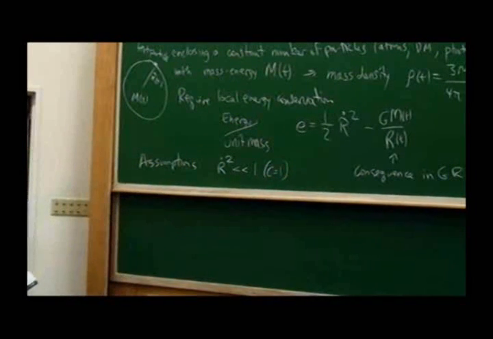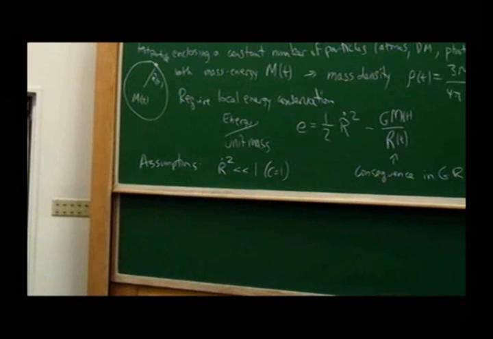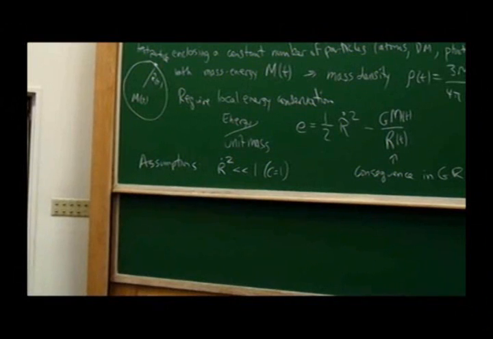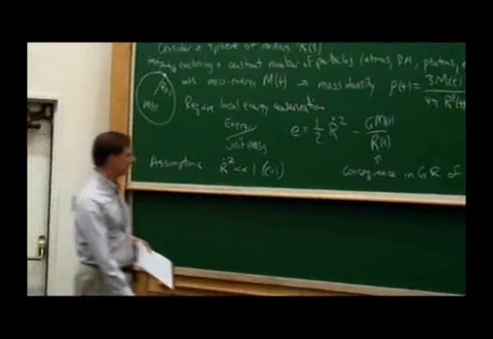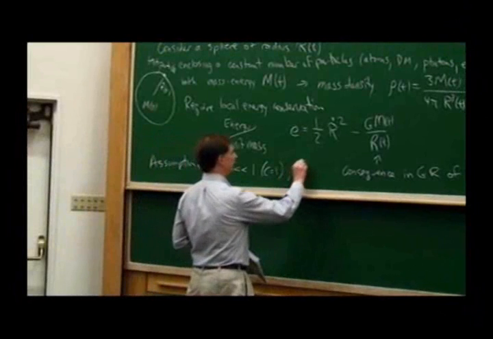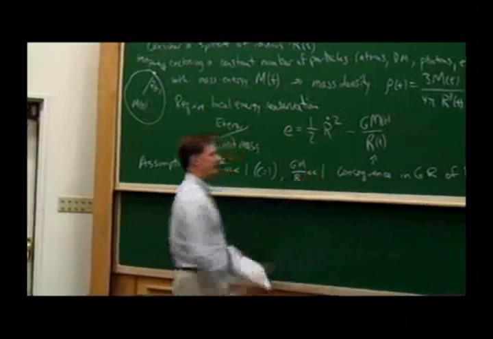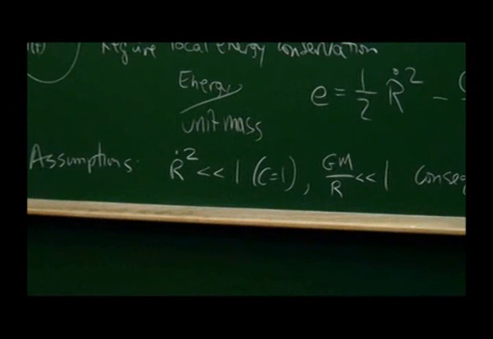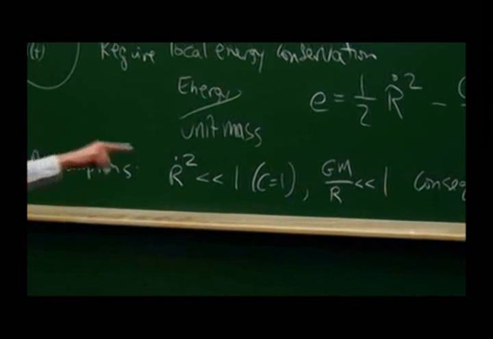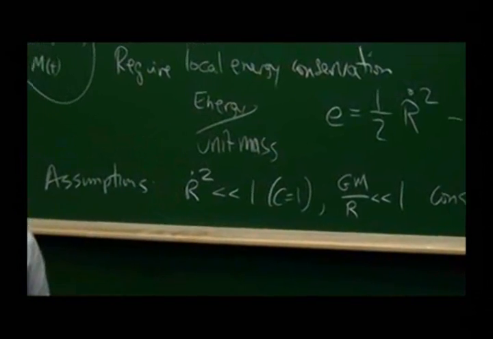Small velocities, and I'll take units such that the speed of light c is 1. That's a special relativistic restriction. And I'm going to assume GM over r is much less than 1 as well. That is a weak gravitational field assumption. So I'm not applying this energy equation in the vicinity of a black hole.